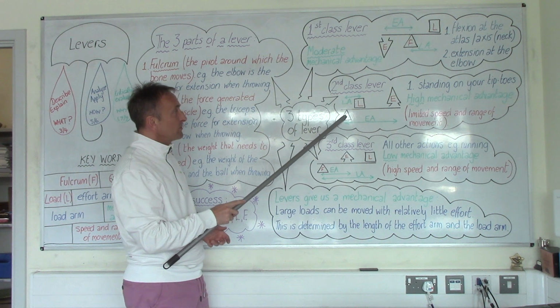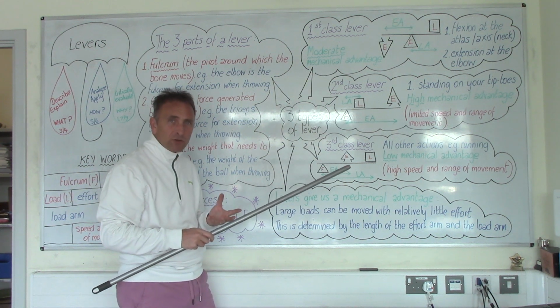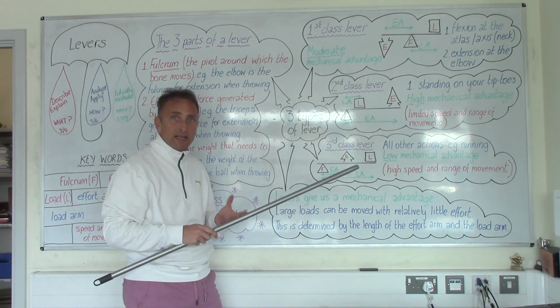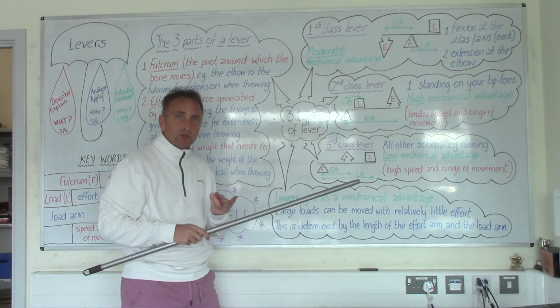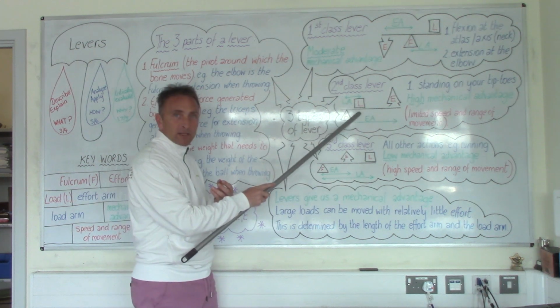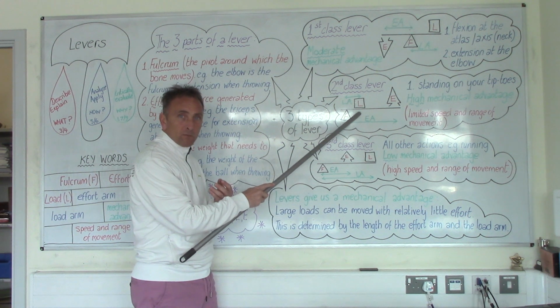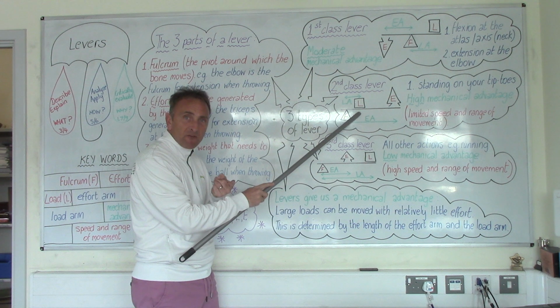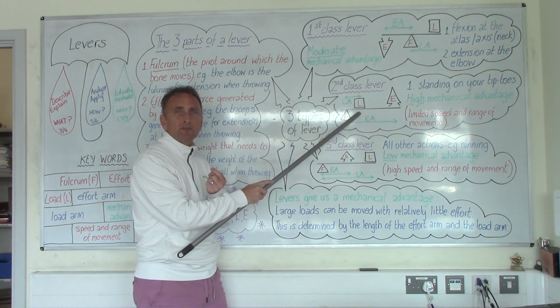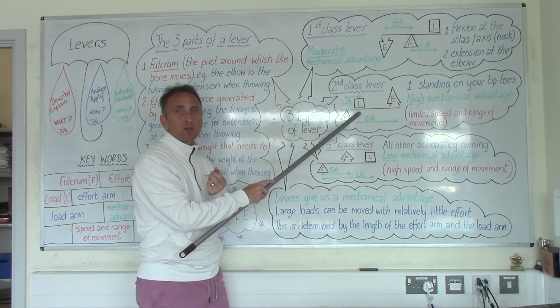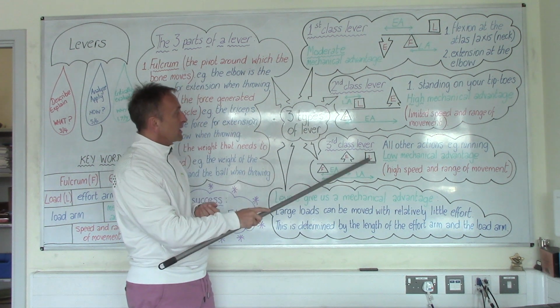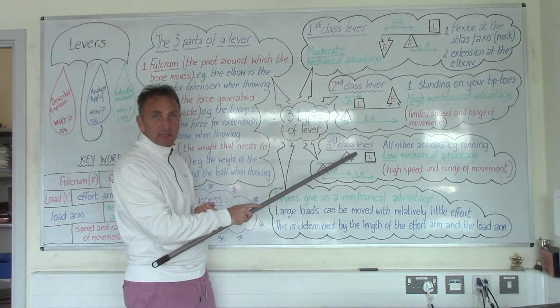the fulcrum, so remember the saying again, for 1, 2, 3 think FLE. So for the second order lever, the L will be in the middle. FLE. On a first order lever, the F is in the middle. On a second order lever, the L is in the middle. And on a third order lever, like on this one, the effort is in the middle.